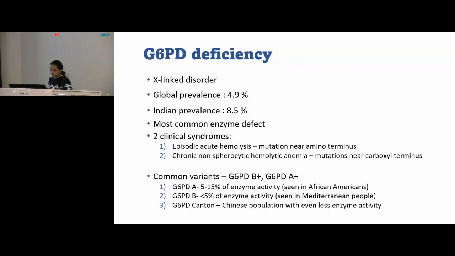So you can have 2 types of presentation. The most common presentation that we see is episodic hemolysis that happens when the child has some stress. Maybe there was exposure to a drug, or there was some fever or any infection that would have triggered it. And the other, very rare clinical syndrome is chronic non-spherocytic hemolytic anemia. The common variants are usually G6PD A and B. A is usually seen in African Americans, where the enzyme activity is around 5 to 15%, and B in Mediterranean people, where the enzyme activity is less than 5%.